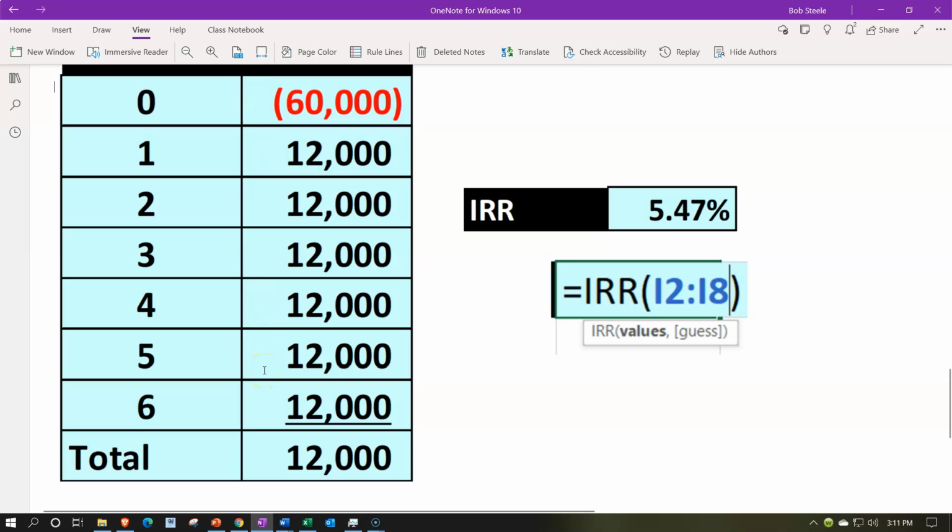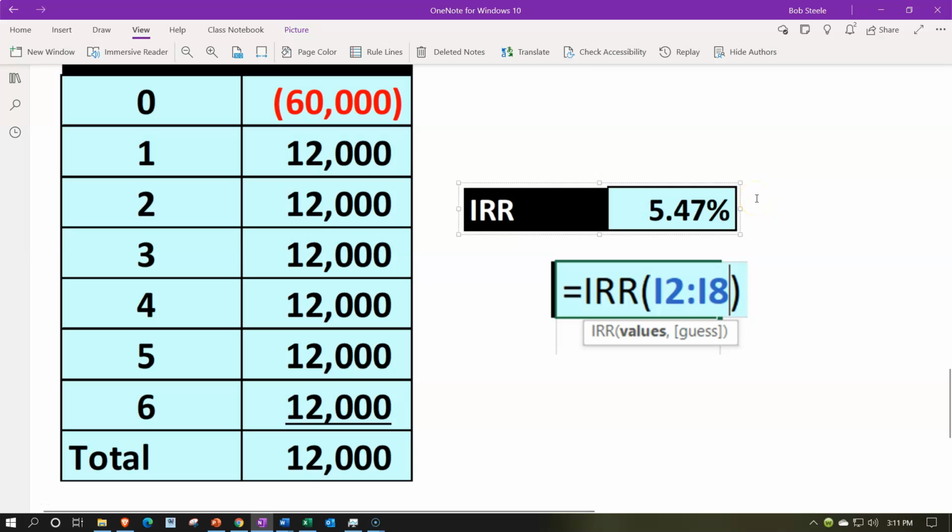And then the formula is quite easy once you map out the data, which would just be equal to the IRR brackets, and then you use the range and that would be from the 60 down to the 12,000 here, just like the sum function in that case, except it's the IRR function, and that would give you your value of the 5.47. Note, if you use this function, it's quite easy to do. It's a very nice, quick way to get it.